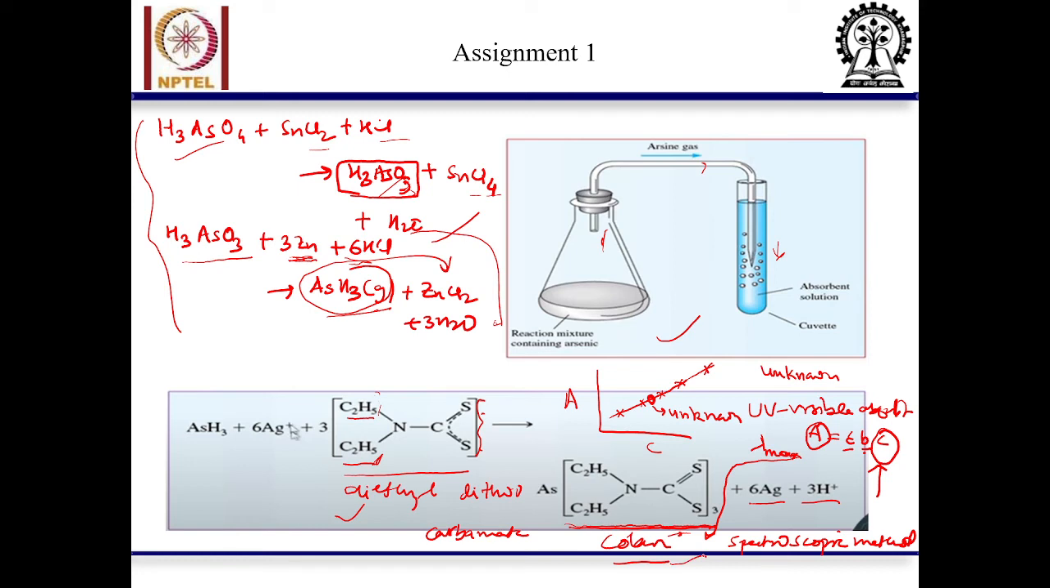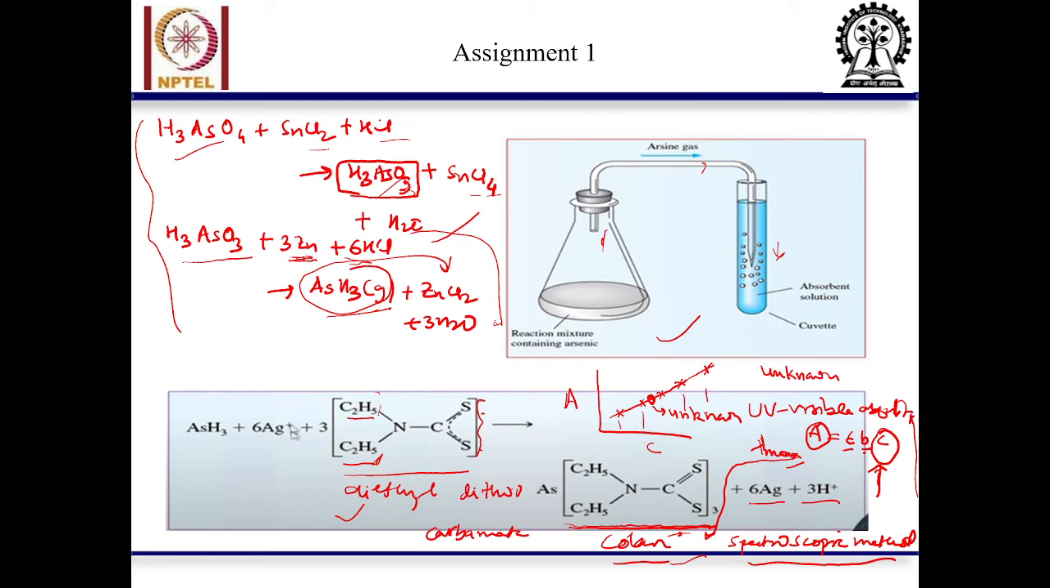Now once we have a colored complex, it will have a corresponding absorption wavelength called lambda max. So here we use the spectroscopy method, which is the UV-visible absorption spectroscopy method. We know that A equals epsilon b c. Now what we do is we take samples of known concentration and plot absorption versus concentration. So we have, suppose, 1, 2, 3, 4, 5.